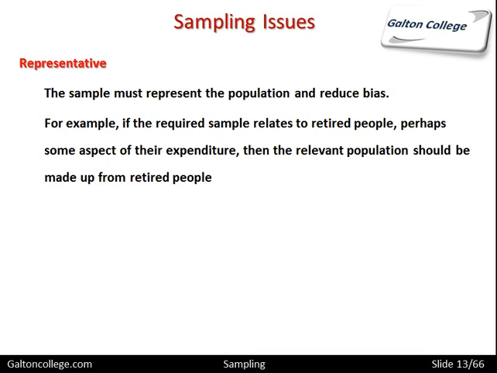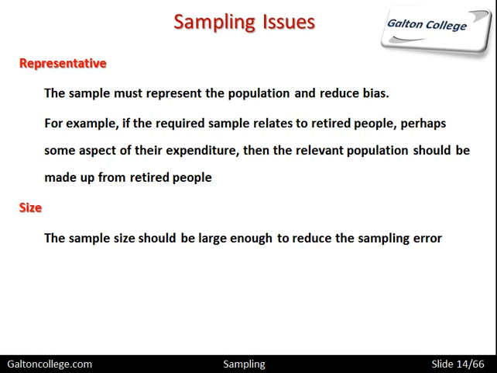And also the sample must be selected in a way that gets rid of any bias. It shouldn't be based on friends or acquaintances or people in the local area. It should be selected scientifically. It should be what we call a random sample. A random sample means that every item that's selected has an equal probability of being selected. So every item selected has an equal probability of being selected as the next one. That's important. If that's not the case, then the sample will be biased.